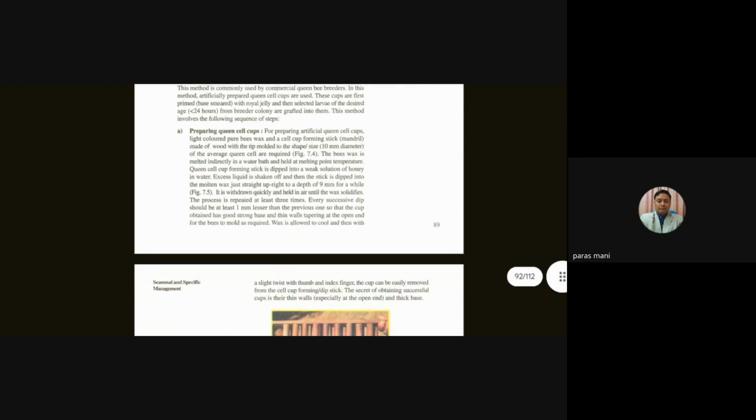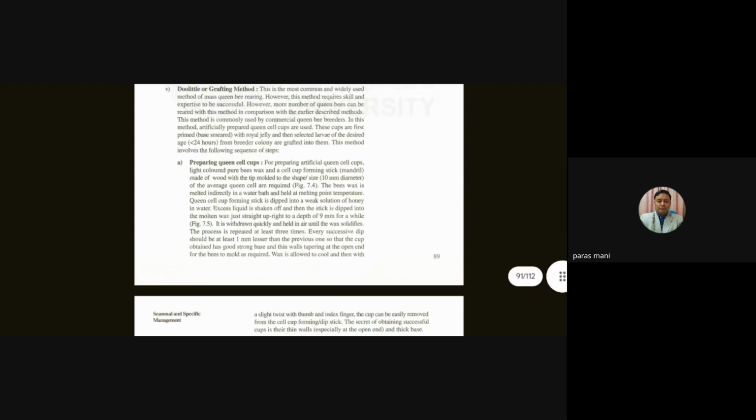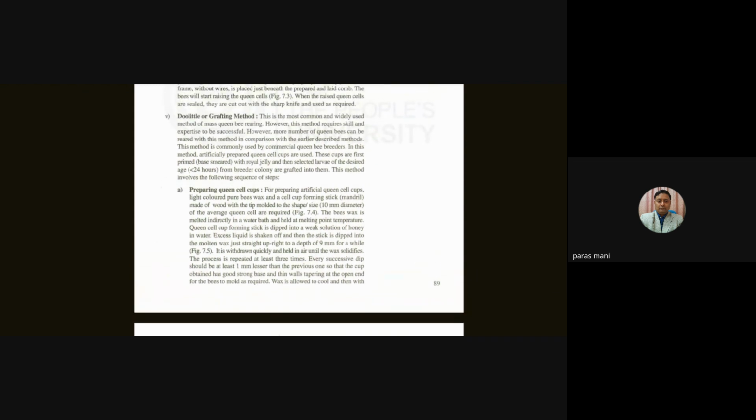There are different steps involved. That is the preparation of queen cell cups, artificially using the natural wax of the honeybee comb. We can use even wild bee honeycomb, or Apis dorsata or mellifera combs, or combs of any of the different species. It doesn't matter.